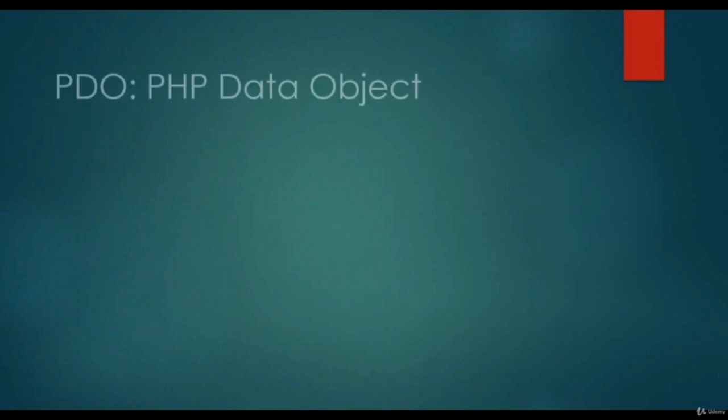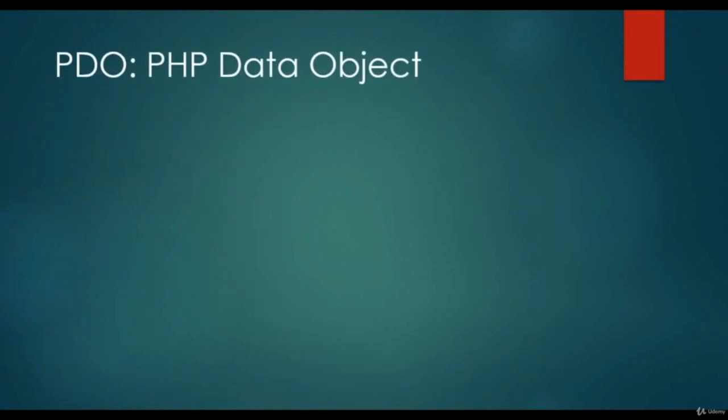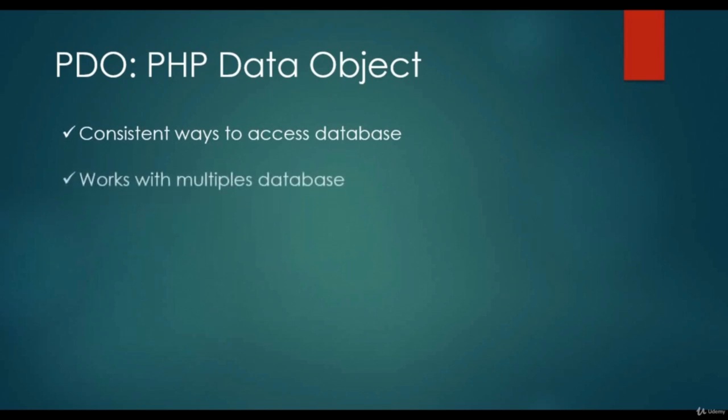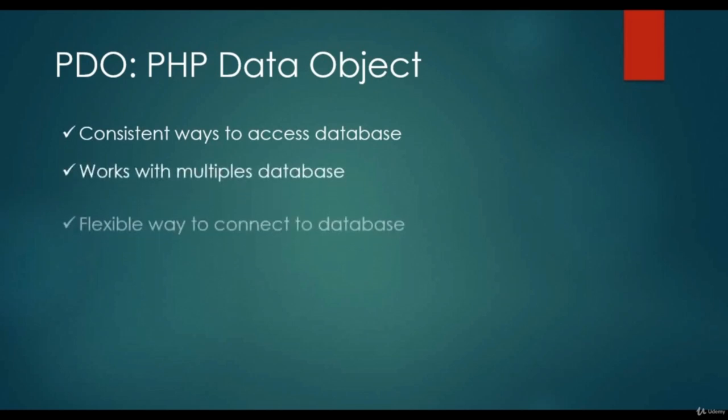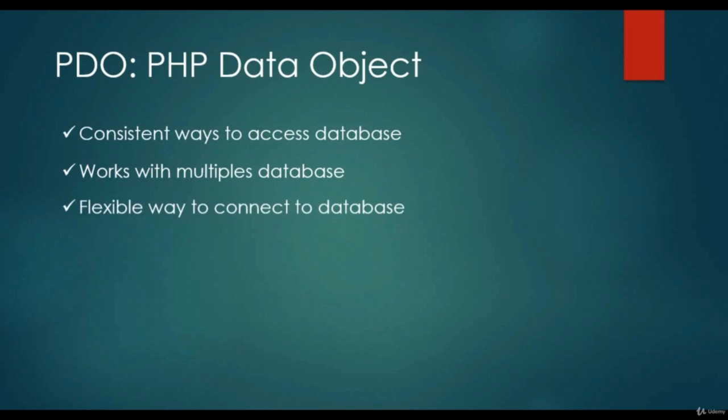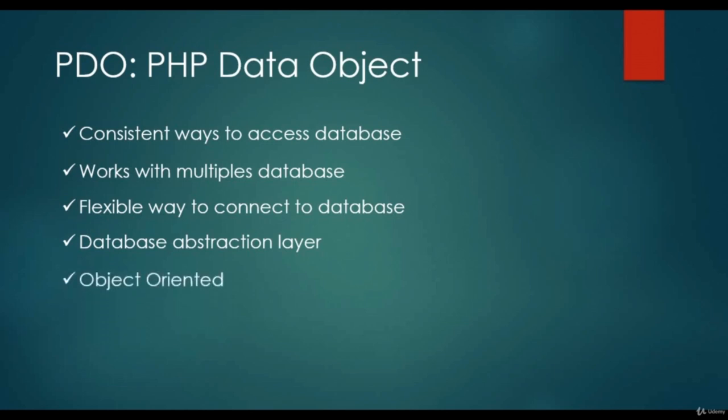What is PDO? PDO stands for PHP Data Object. It's a consistent way to access database. We can work with multiple databases. It's a flexible way to connect to database. And it's sometimes called database abstraction layer. And it supports object-oriented features.